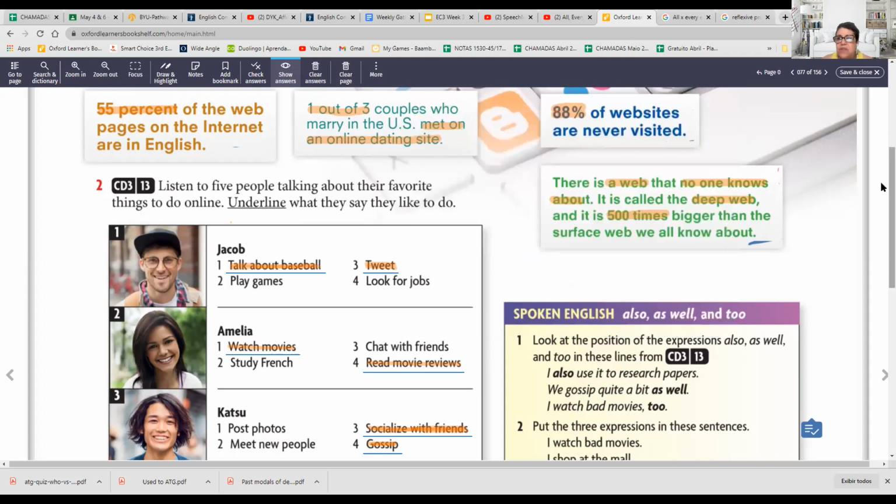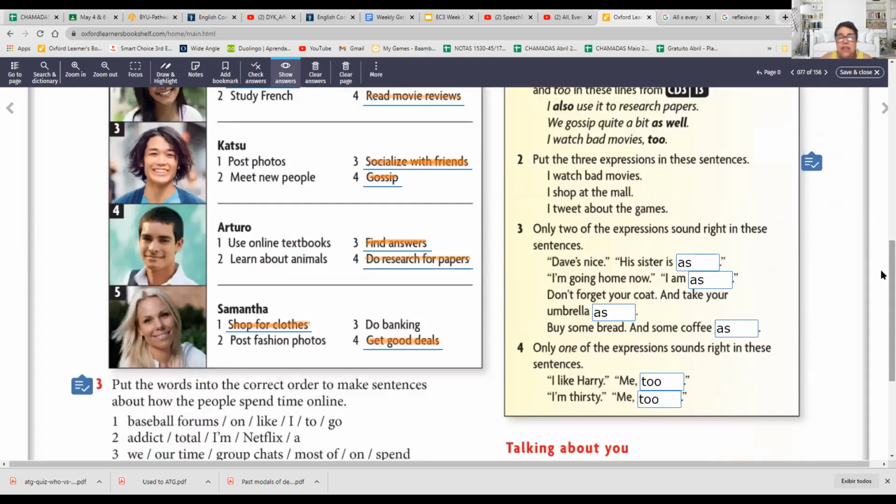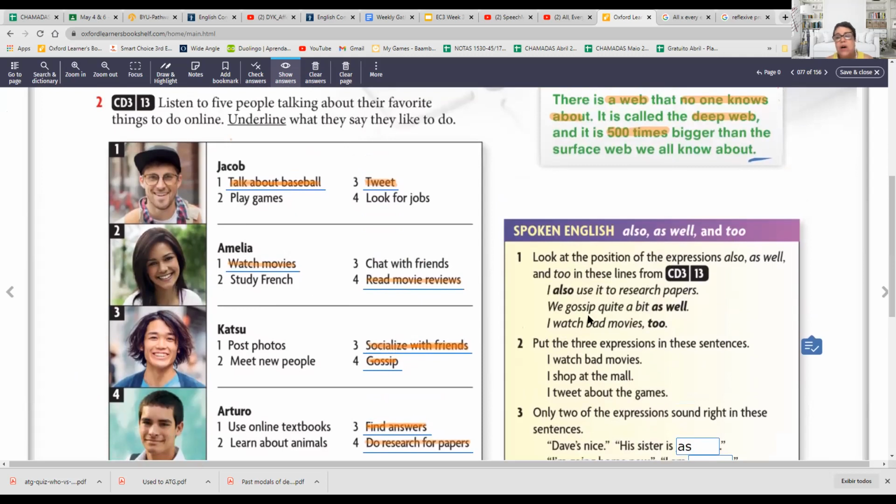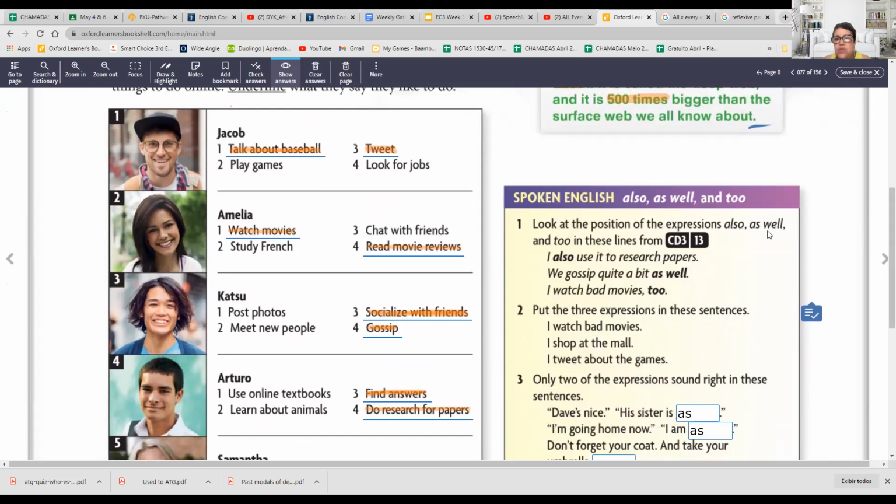Okay, people. So that was a great way to describe something that people like doing online. And let's see another aspect. When we are describing what we like doing, we can use words like also, as well, and too to help us describe the things we like doing. Okay, I like watching films online, but I also like to do some research, for example. So look at the position of the expressions here, also, as well, and too in these lines from the track that we just listened to.